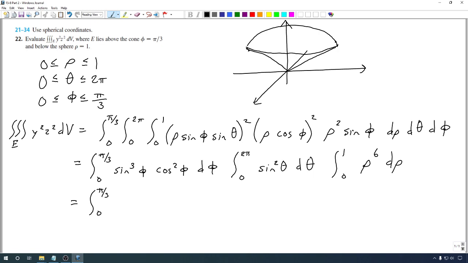What I'm going to do is try to make as much of this in terms of cosine as I possibly can. That means I'm going to take my sine cubed and turn that into a sine squared times a sine. The sine squared I can turn into a 1 minus cosine squared. So I have 1 minus cosine squared. I still have this cosine squared. And then I have a copy of sine.